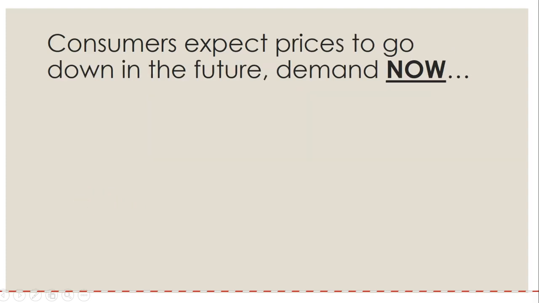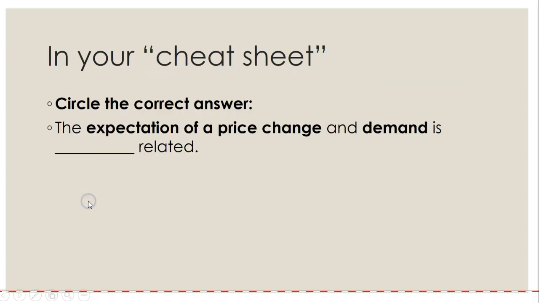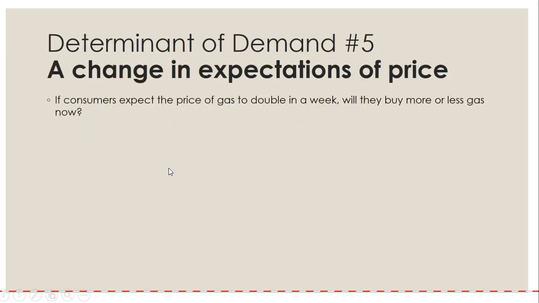Consumers expect prices to go down in the future. Demand now will go down. What kind of relationship is that? It's a direct relationship. Okay, so if consumers expect the price of gas to double in a week, will they buy more or less gas now? You'll buy more gas now. Fill up all those gas tanks.